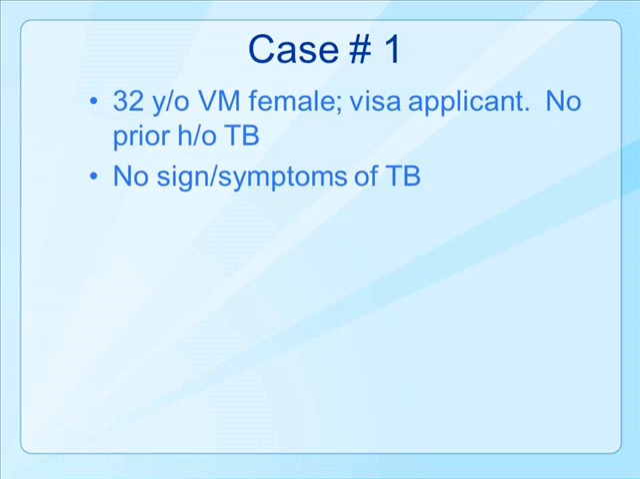So anyhow, let me go ahead with case number one. And there will be a few questions. Some of them are treatment related, and please feel free to answer if you'd like. So case number one, this is a consult case that came into one of the regional training centers. So this is a 32-year-old Vietnamese female, a visa applicant with no prior history of TB that had no signs or symptoms of TB. Again, this is active screening, so often these people don't have signs or symptoms of TB.